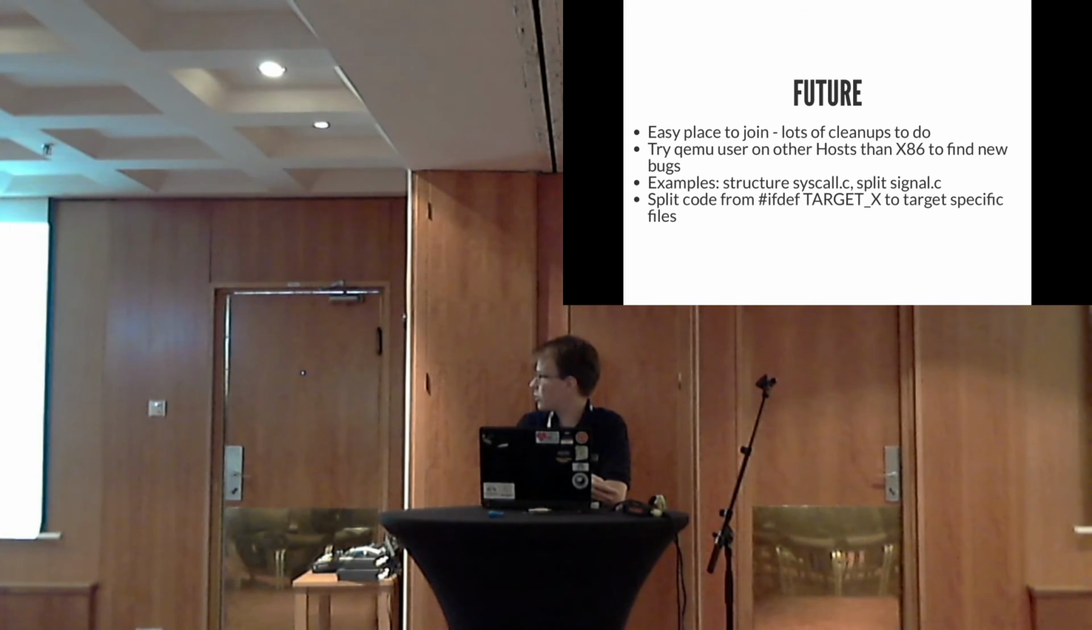Another easy way to find a lot of things to fix is to try something other than x86 as host or try a big endian target. I'm sure you'll find a lot of fun bugs to fix. And then there are options that we could discuss for making it less ugly. The syscall.c is one huge switch case, and there's a signal.c that could be split architecture-specifically instead of having every architecture in the same file under a different ifdef.